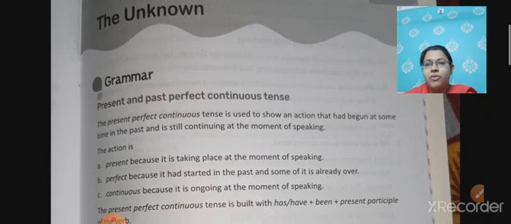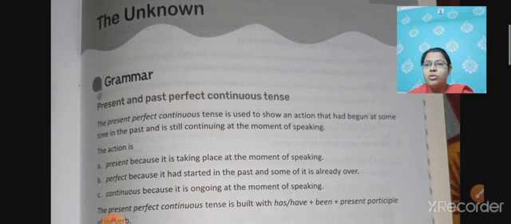The present perfect continuous tense is used to show an action that has begun at some time in the past and is still going on at the moment of speaking. So when do we use this tense? When we want to show an action that has begun sometime in the past, मतलब past में start हुई है, and it is still continuing. That means it is going on when we are speaking about that action.